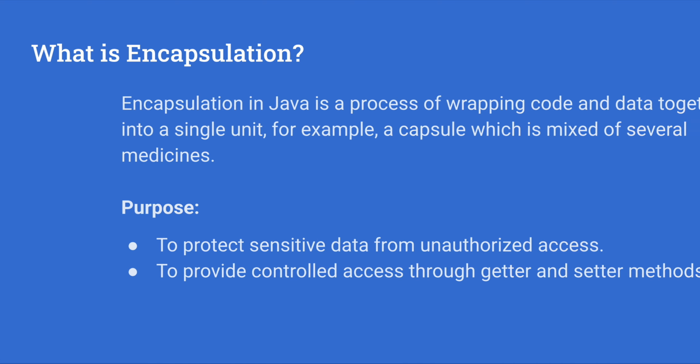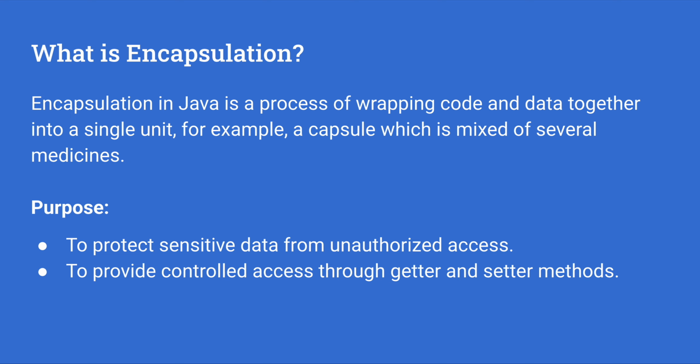So let's get started. What is encapsulation? Encapsulation in Java is a process of wrapping code and data together into a single unit. For example, a capsule which is a mix of several medicines. So it's like encapsulation. Okay. So what is the purpose of encapsulation? To protect sensitive data from unauthorized access, we use private variables for that. Okay. To provide controlled access through getter and setter methods.